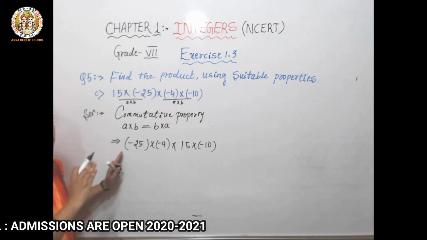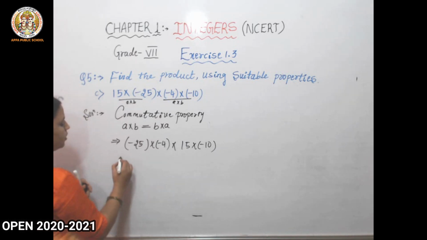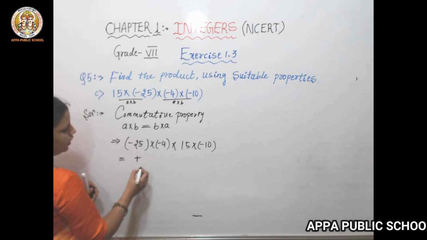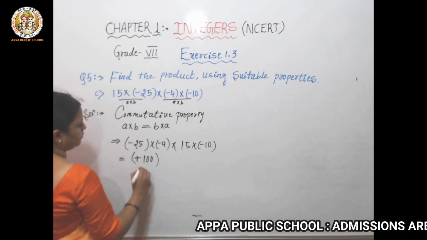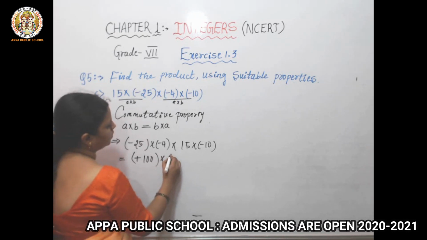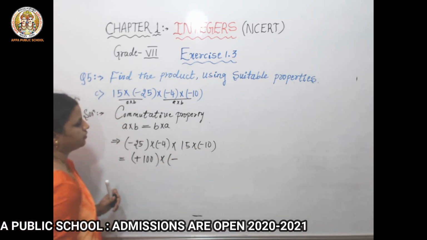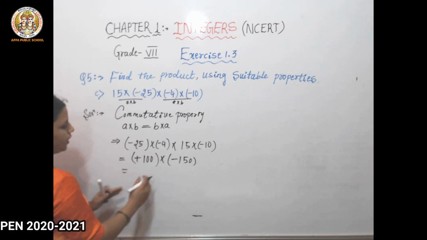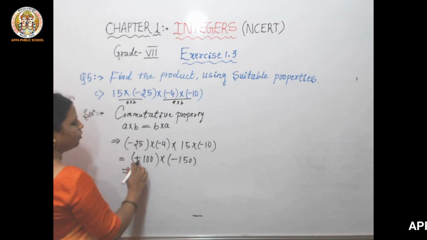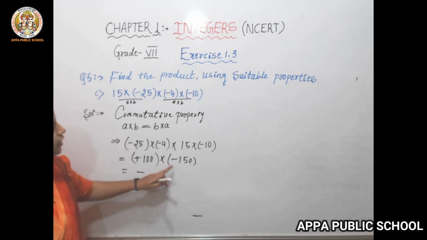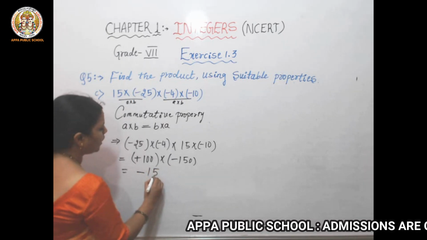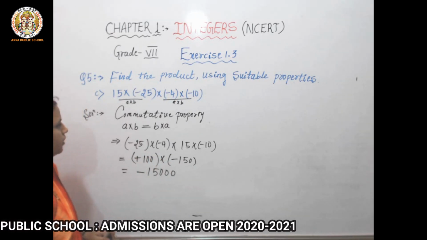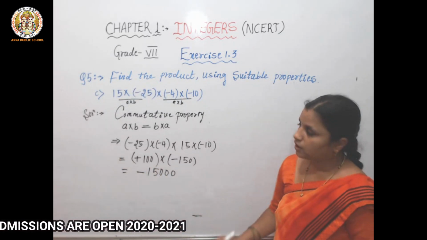What did I do? I just changed the position of the elements. And now 25 into 4, as minus into minus is plus, 25 into 4 is 100. Now plus into minus is minus, 15 into 10 is 150. The next step again is in the form of A into B. Now plus into minus is minus, 100 into 150, it has 1 5, how many zeros? 1, 2, 3. That is minus 15,000. Okay.